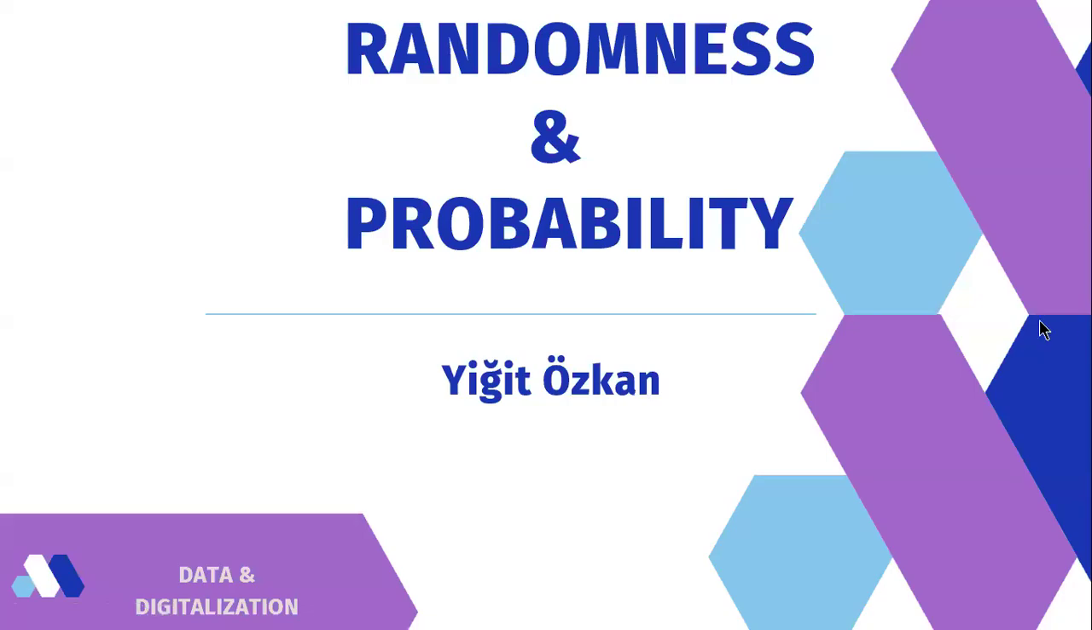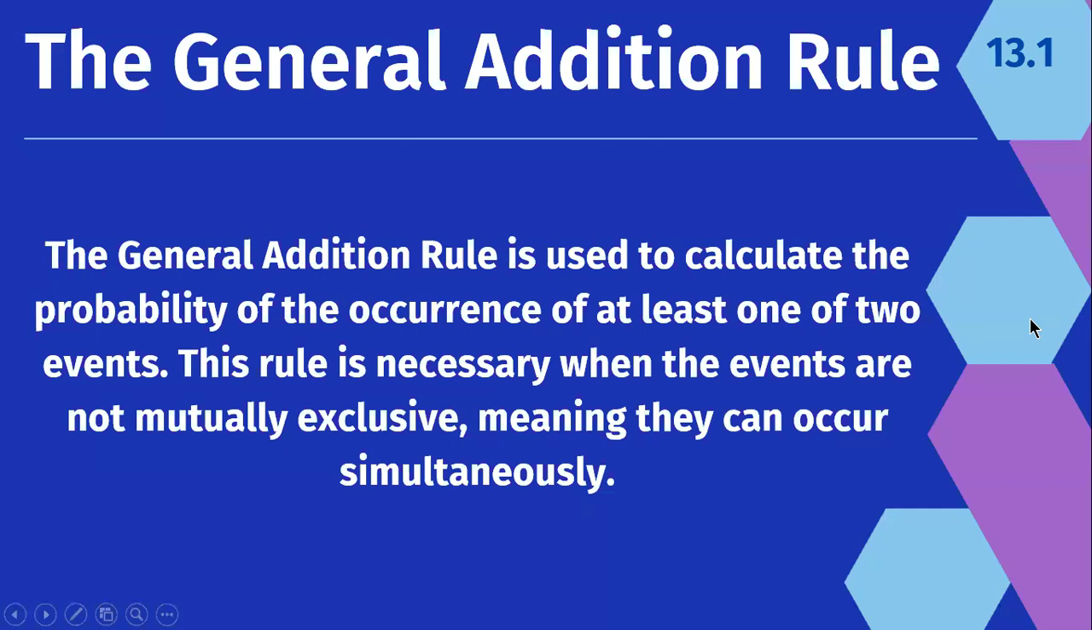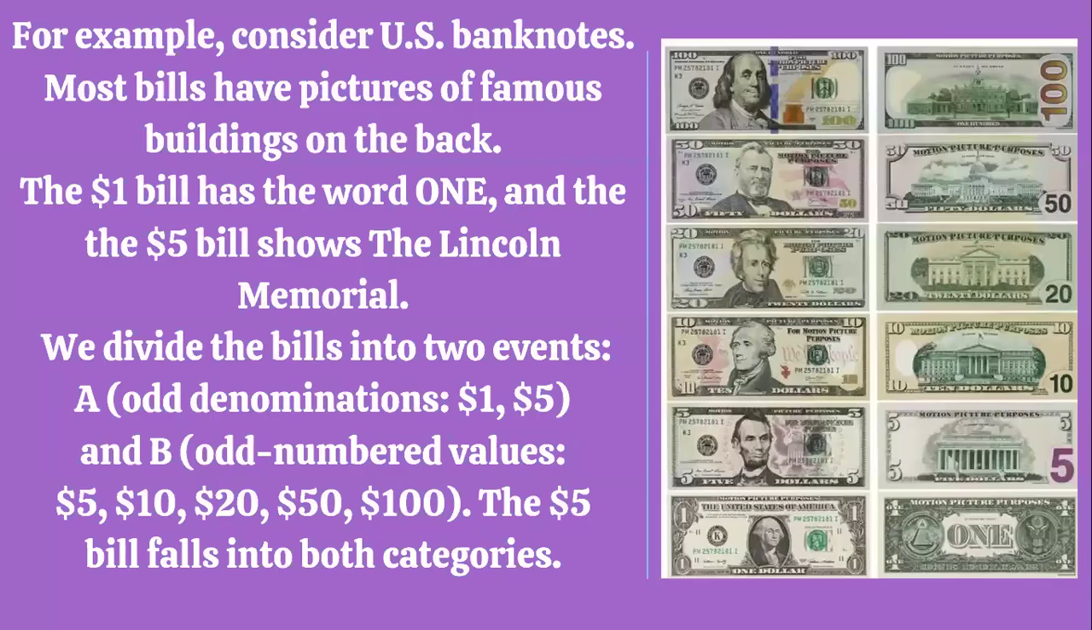Randomness and probability. The general addition rule. The general addition rule is used to calculate the probability of the occurrence of at least one of two events. This rule is necessary when the events are not mutually exclusive, meaning they can occur simultaneously.